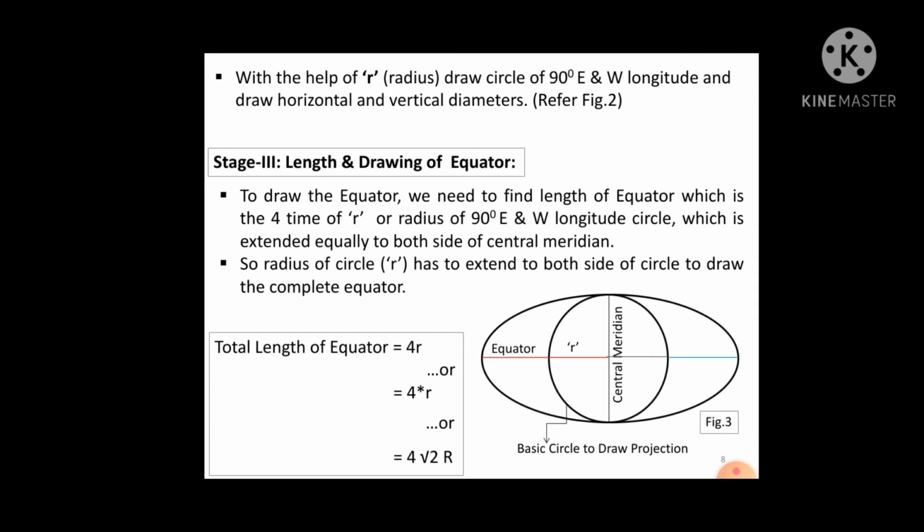With the help of this small r, you must draw the 90 degree east and 90 degree west longitude, and draw the horizontal and vertical diameters, which will be one the central meridian, and the other the half equator. So you can see in figure 3.